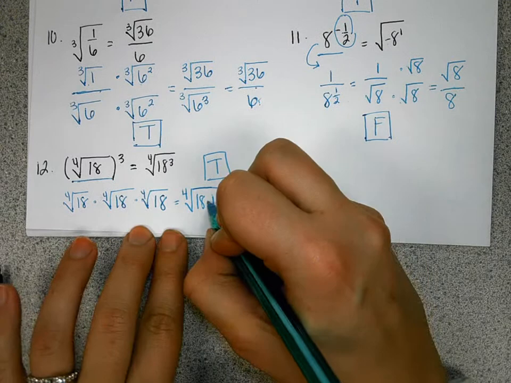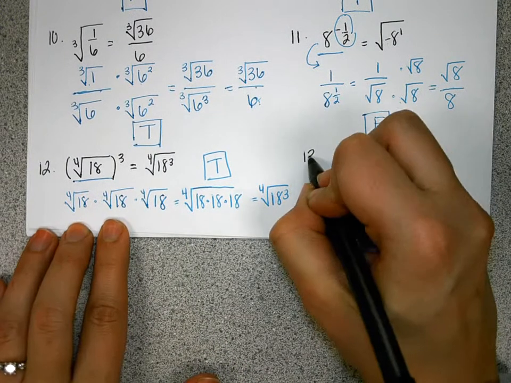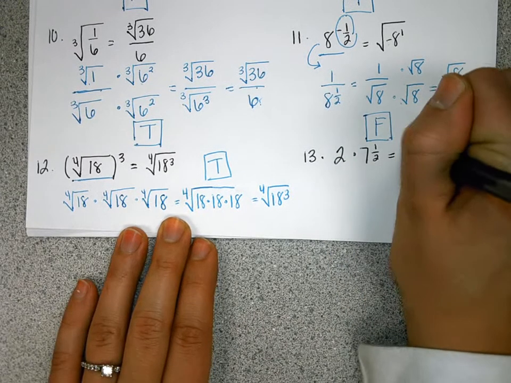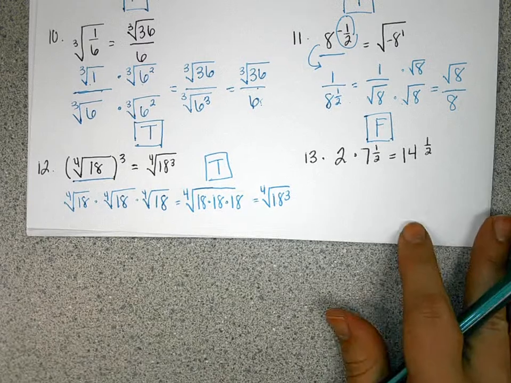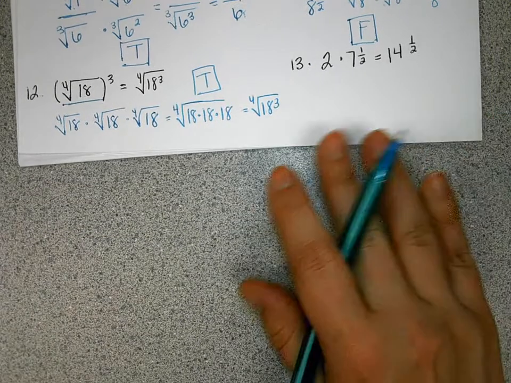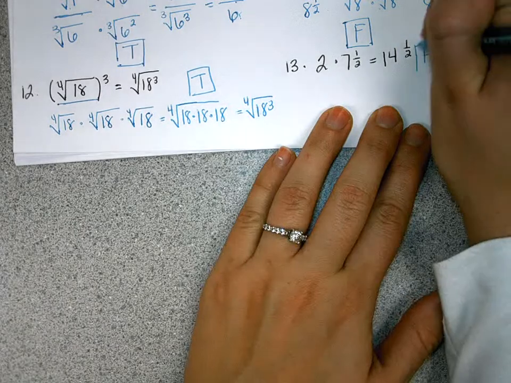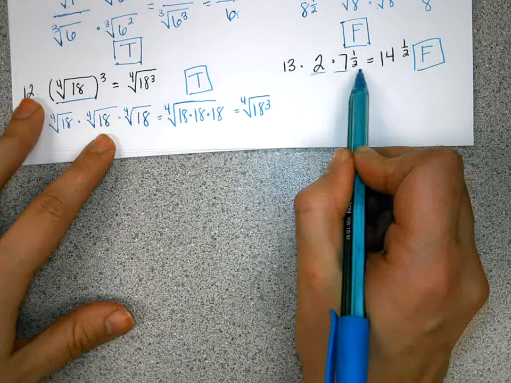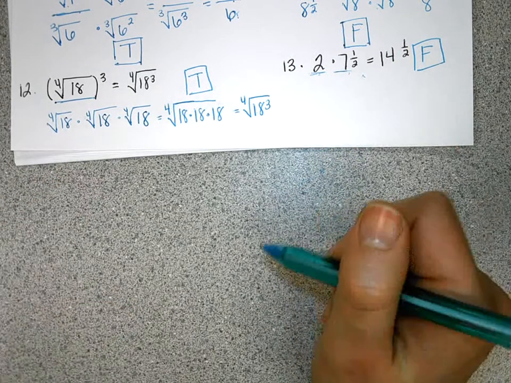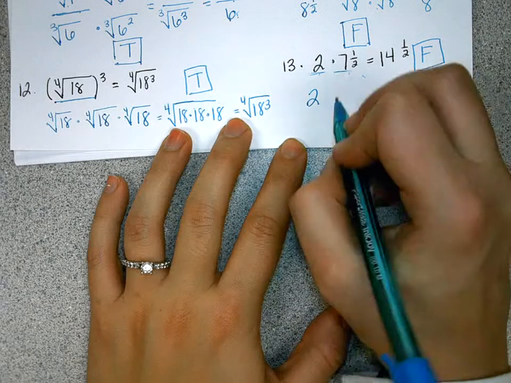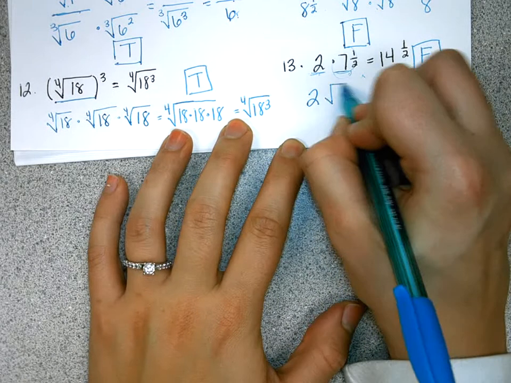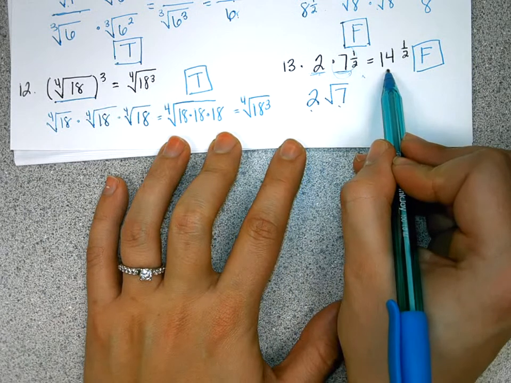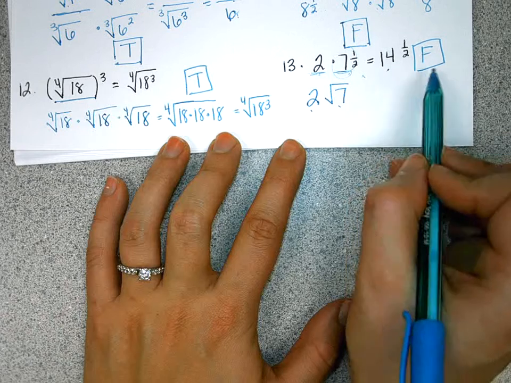These are dots. Multiply. Okay, last one for quiz 1, number 13. 2 times 7 to the 1/2, and they say that it's equal to 14 to the 1/2. I'm going to tell you right away that this one is false. One reason is because these bases are not the same, so I cannot multiply them together. Another way that we could figure it out: 2 times 7 to the 1/2 is the same as 2 times the square root of 7, which is definitely not 14 to the 1/2, right? So number 13 is false.